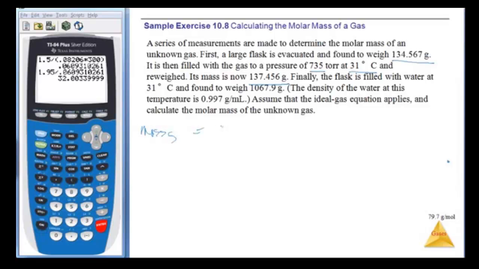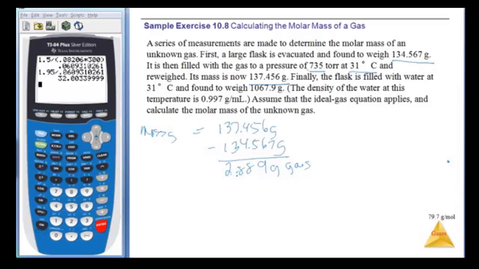So let's figure out the mass of the gas. It's going to be 137.456 grams minus empty 0.567 grams. This is going to be, let me see, 2.889 grams of gas. Okay.